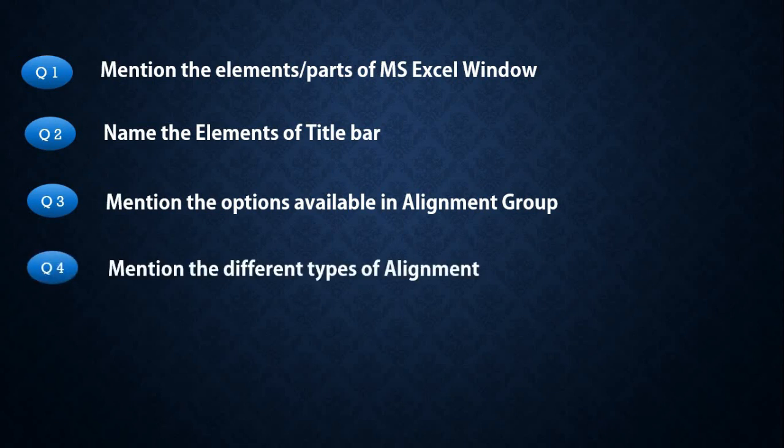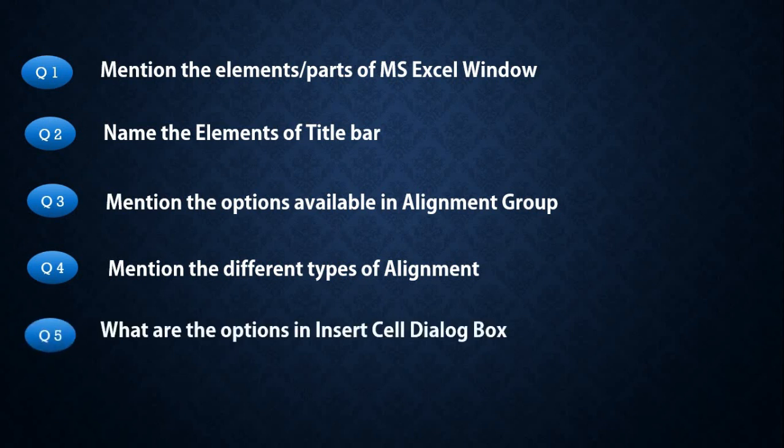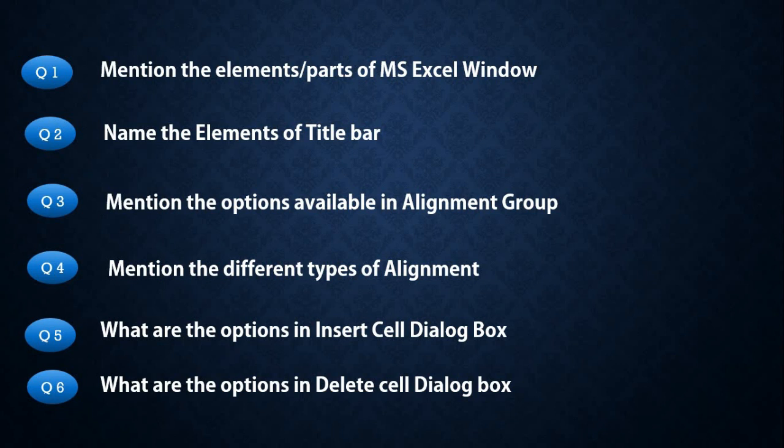Your fourth question, mention the different types of alignment. Fifth one, what are the options in insert cell dialog box? And the sixth one, what are the options in delete cell dialog box? Just pause the video, try to write the answers and play the video to check for the right answers. Shall we check the answers?